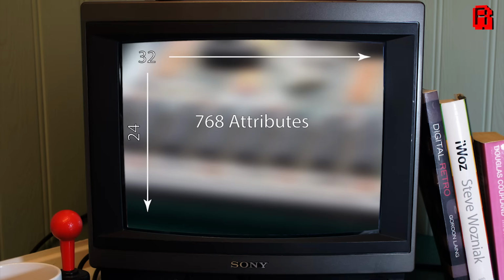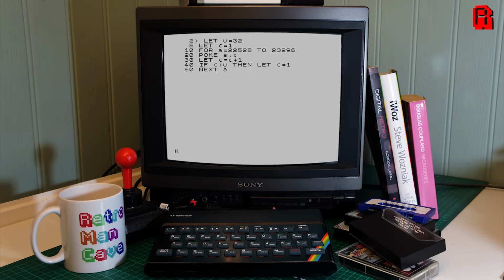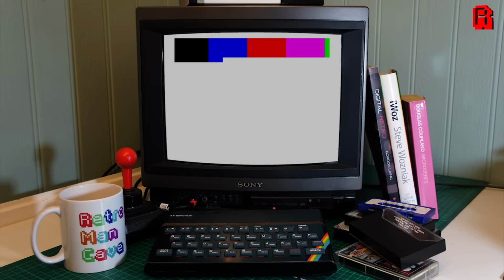So how does that work? We've got over 49,000 pixels we can put on the screen, but we can only describe colour in 768 units. How do we colour the individual pixels? And the answer on the ZX Spectrum is that you can't. Let's put data in all 768 attributes and you can see the colours appear on the screen. 768 8x8 pixel squares, each one an attribute.